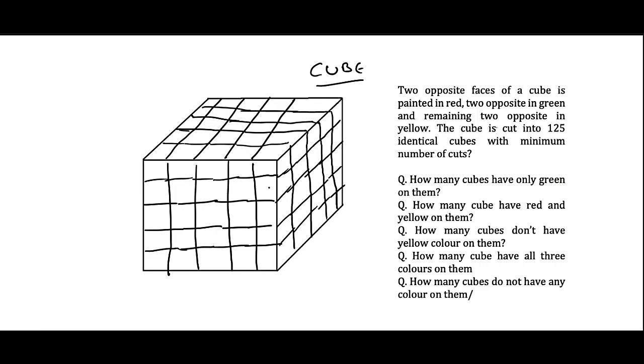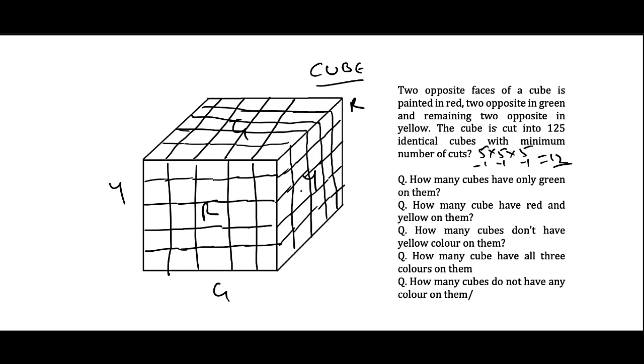After painting, we have to cut the cube into 125 smaller pieces, and that too with the minimum number of cuts. So we have the logic here that 5 into 5 into 5 cubes becomes 125, and to make cuts we have to make 4 cuts in each direction, that is a total of 12 cuts. So after making 12 cuts, let's see, this side is painted red and the opposite side is painted red. The top side is painted green and the bottom side is painted green, and the right and left side of the cube, the opposite sides are painted yellow. So we have painted it and then we have cut it.